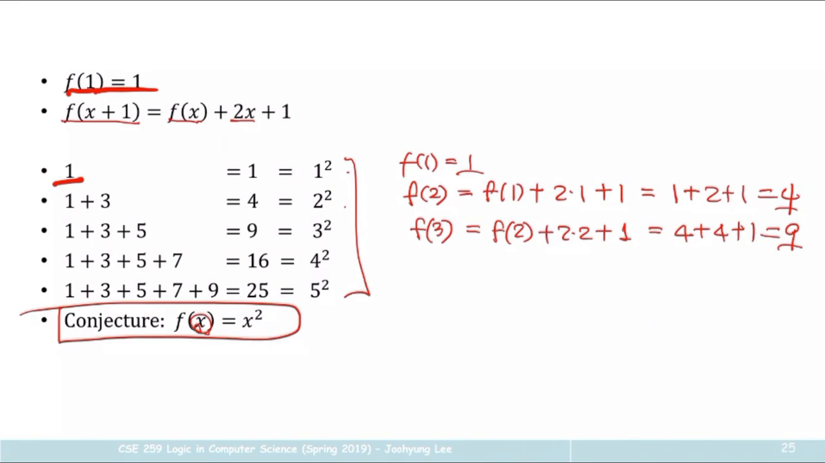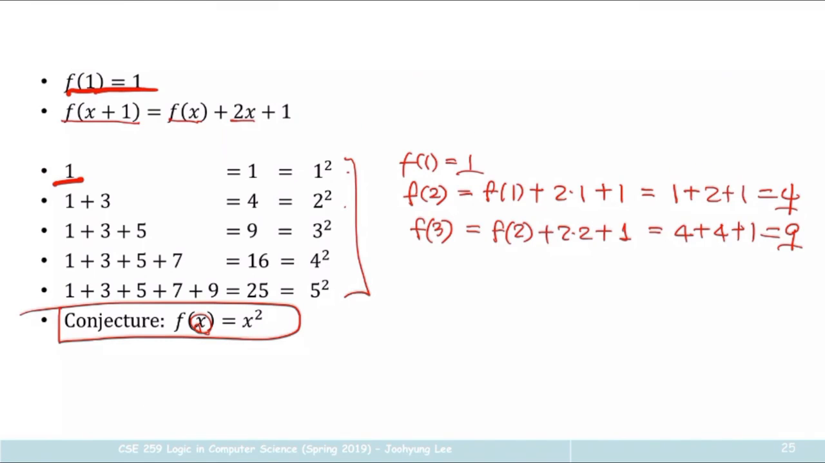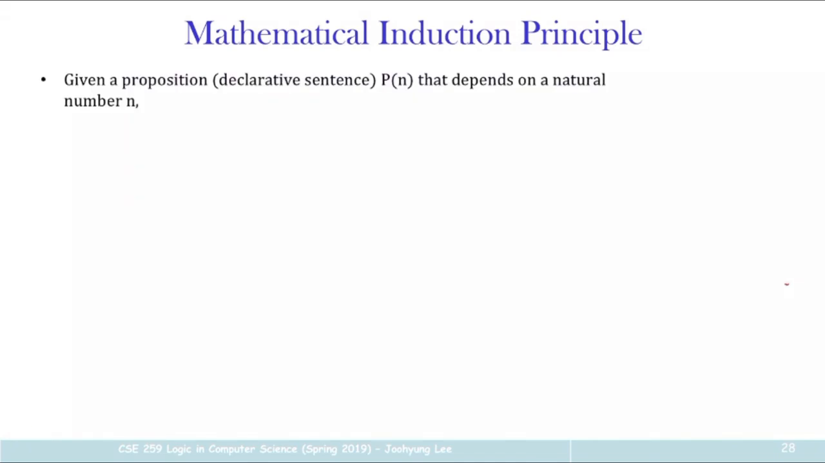So how do we prove this kind of claim? You cannot go over all the cases because there are infinitely many numbers for x, right? But you have still finite space and finite time. So how can you prove this claim? So this is where the induction comes in.